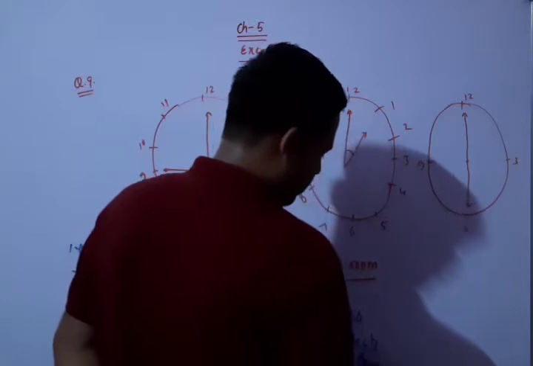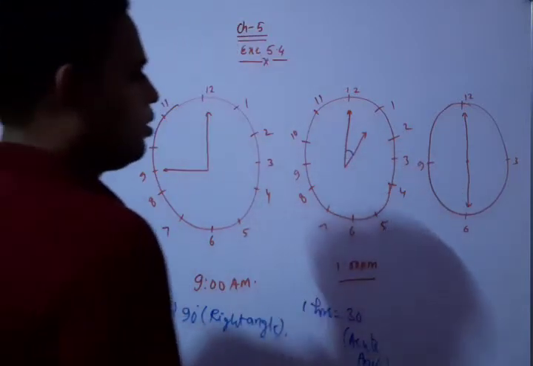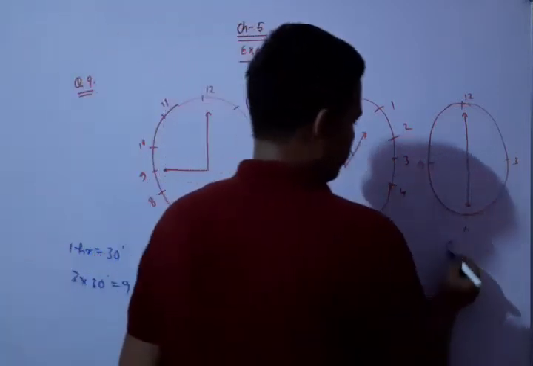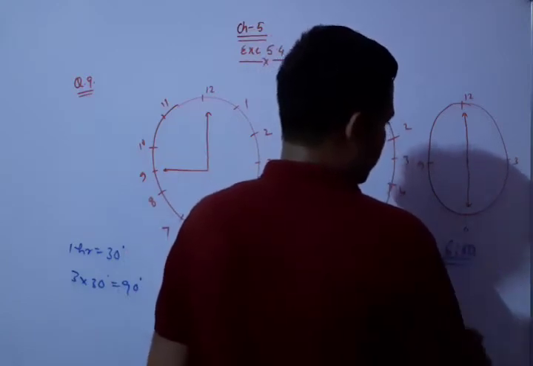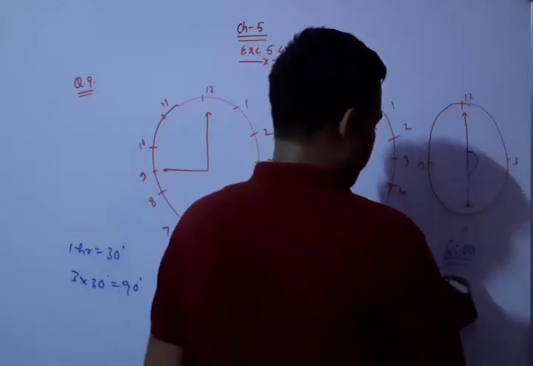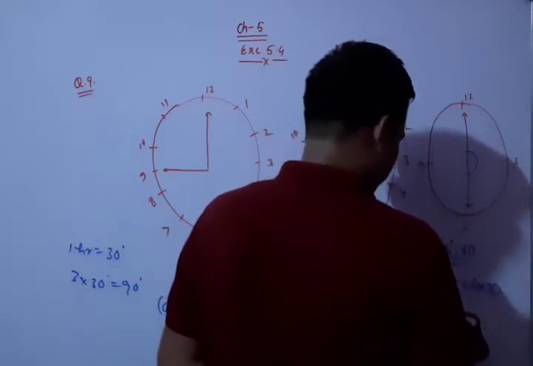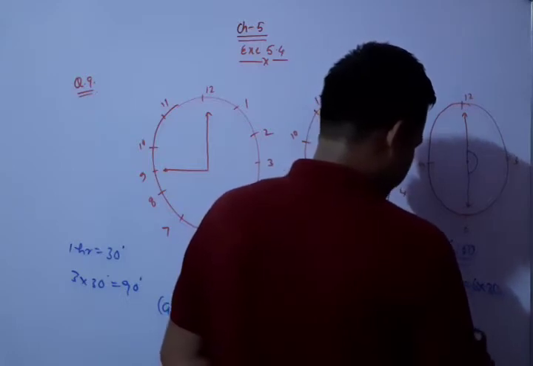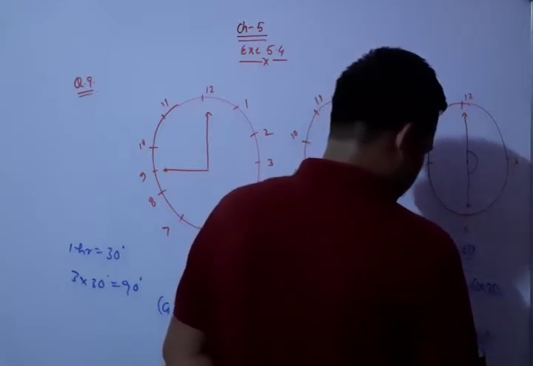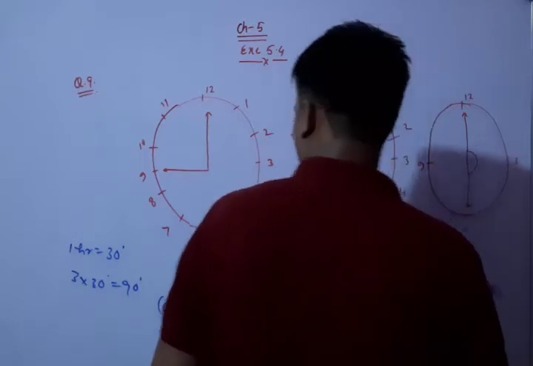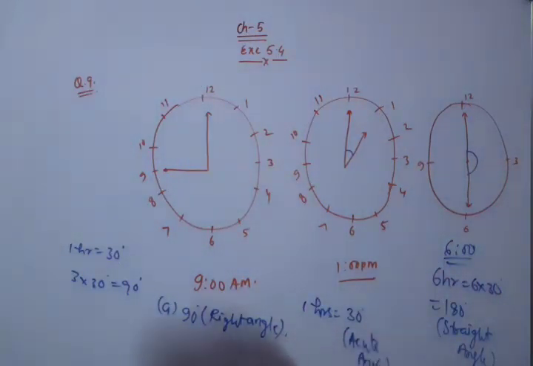That is an acute angle. Now here, 6 hours equals 6 into 30 degrees, that will be equal to 180 degrees. That will be a straight angle. In the first figure, the angle formed is 90 degrees. In the second figure, the angle formed is 30 degrees, that is an acute angle. And in the third figure, the angle formed is 180 degrees, that is a straight angle.